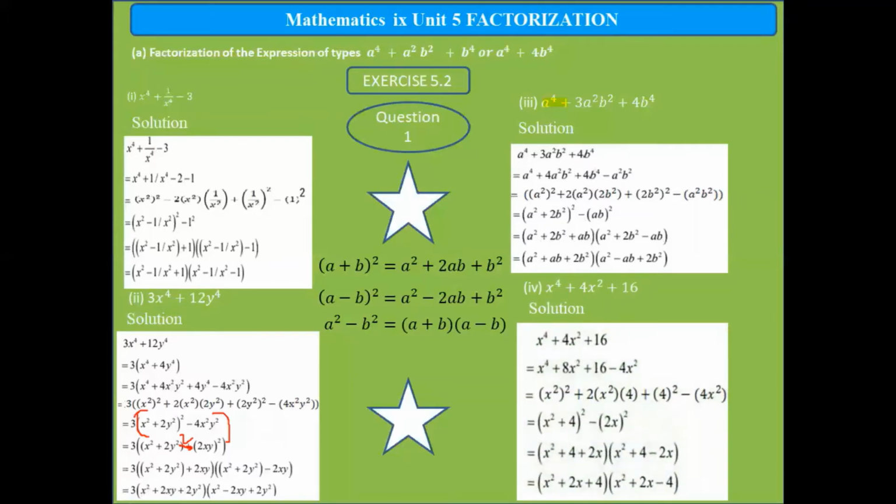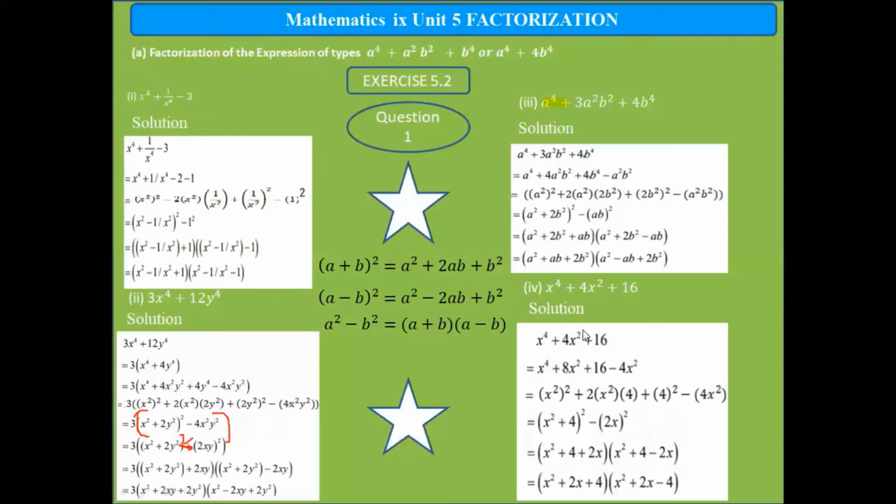Part 4: x raised to power 4 plus 4x square plus 16. So x raised to power 4 is x square whole square, and 16 is 4 square. I need a 2ab term. Here is 4, here is x square. 2 into 4 into x square is 8x square. So this term must be 8x square.